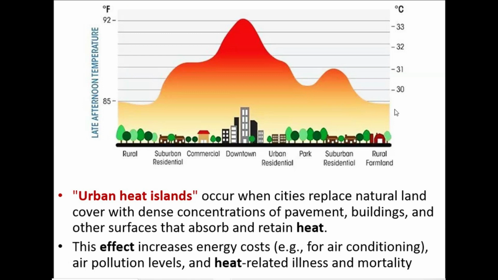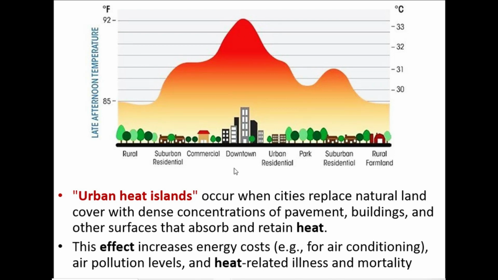When you are in rural farmland and rural area, the temperature is relatively less, less than 30. As you move to the city, as you reach the high-rise buildings, the metro city, the temperature is more than 30, 33. Some cities reach even 92 degrees Fahrenheit. So what happens here?